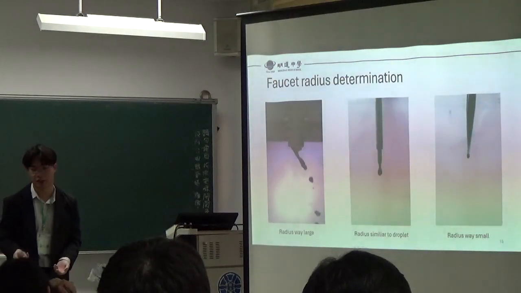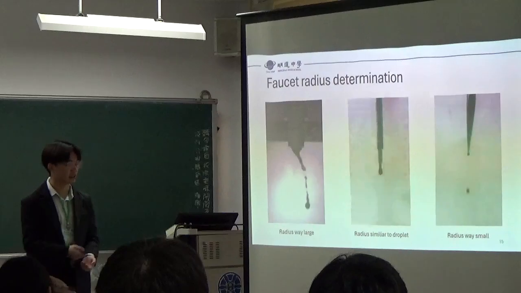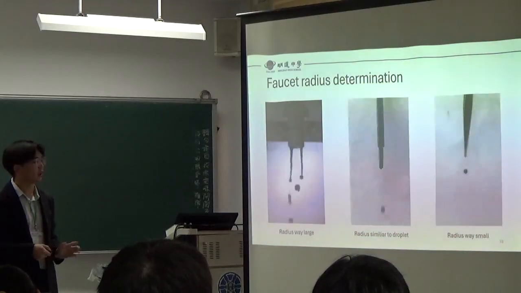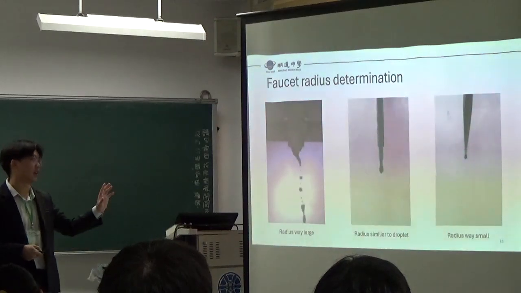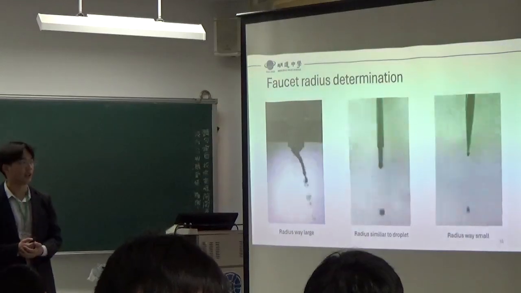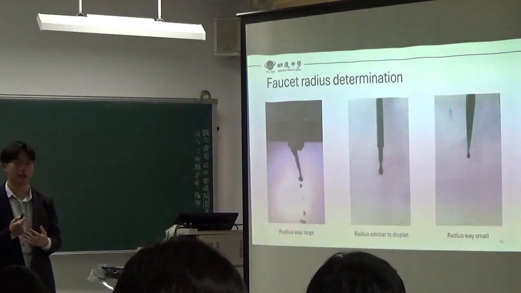And about the determination of the faucet radius, we tried 3 kinds of radius. So let's talk about the first one. When the radius is way too large, the water doesn't fill the whole faucet, so it becomes unpredictable, and it does not fulfill the purpose stated.